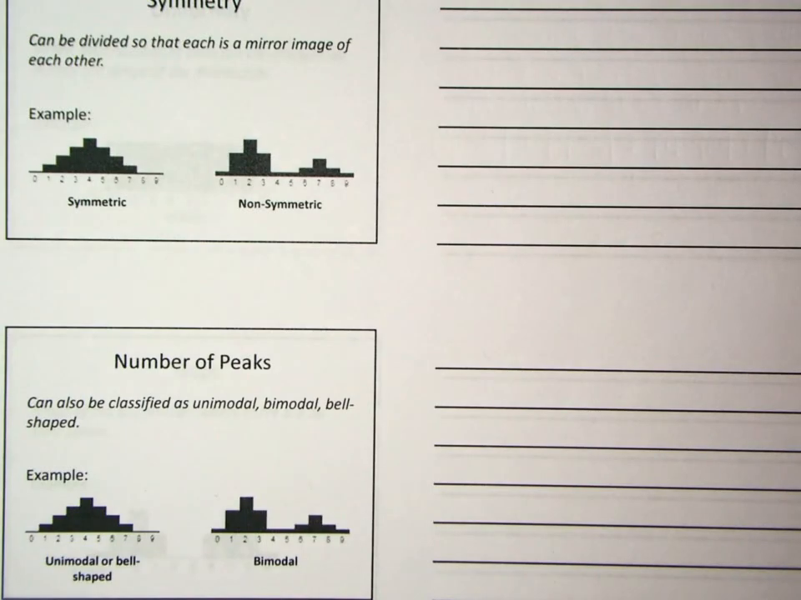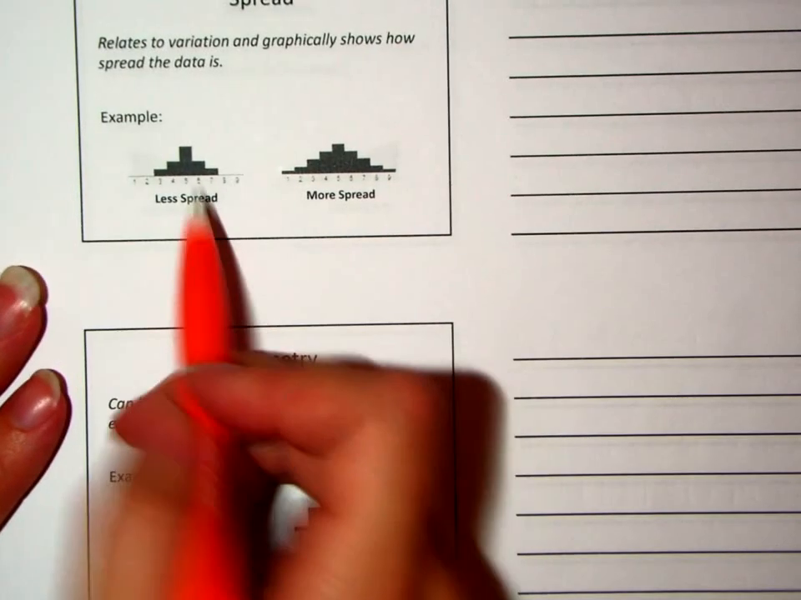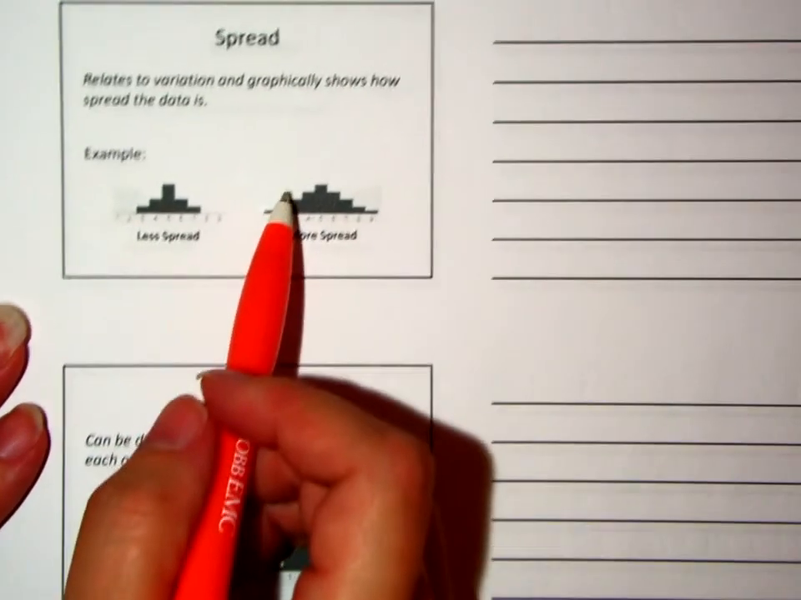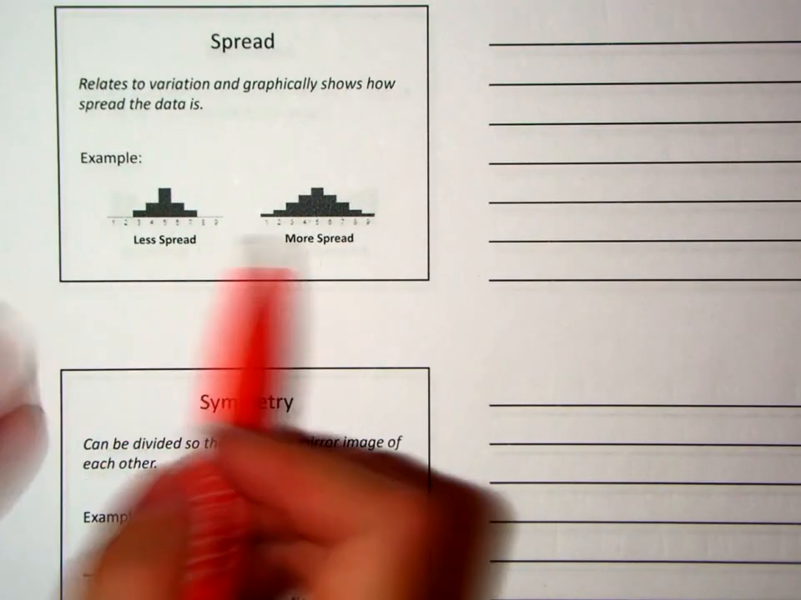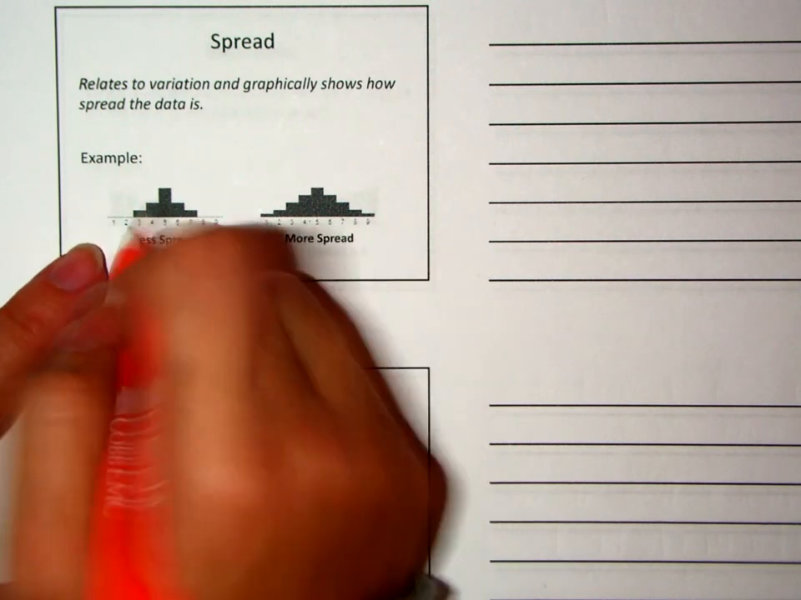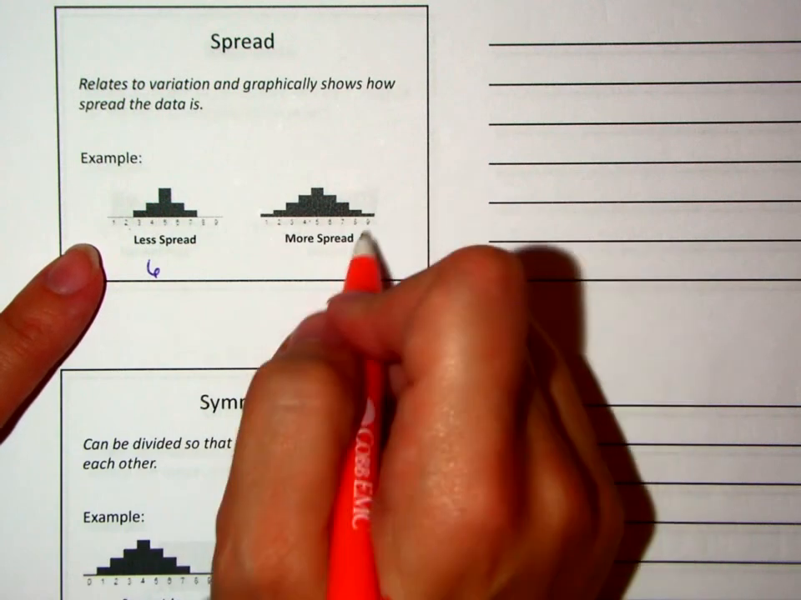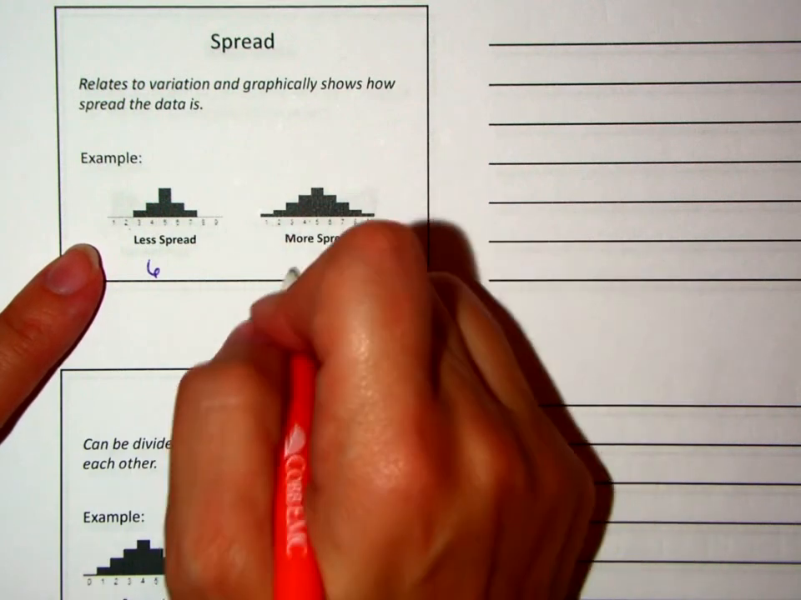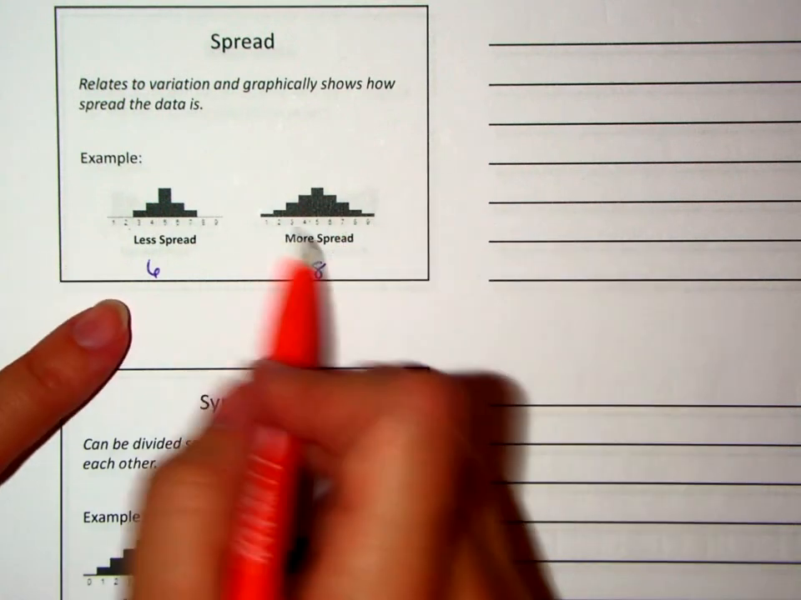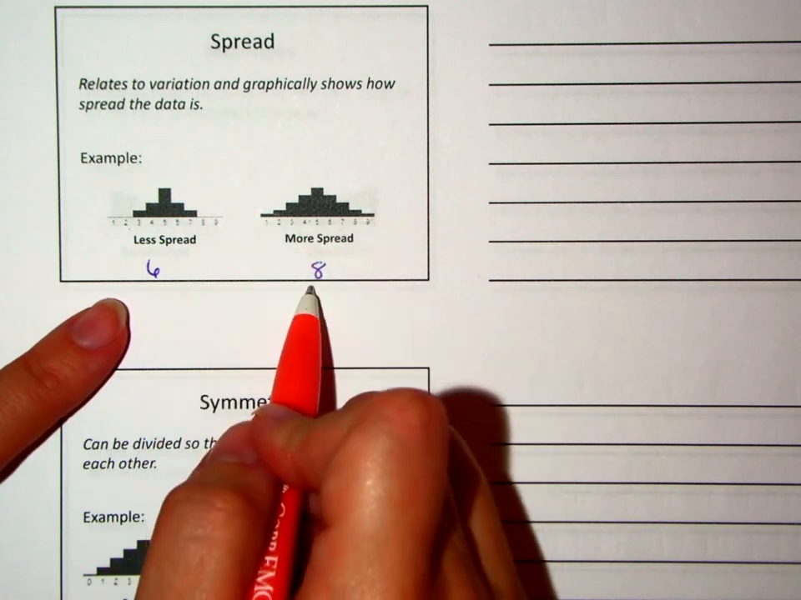You can also talk about some other features within a graph, such as the spread. If you look at these two here, typically when you're talking about the spread, you're comparing less spread and more spread. So for example, this is 8 minus 2, which is about 6 units apart, versus this would be 9 minus 1, which would be 8 units apart. It's more spread out, it has a larger range.